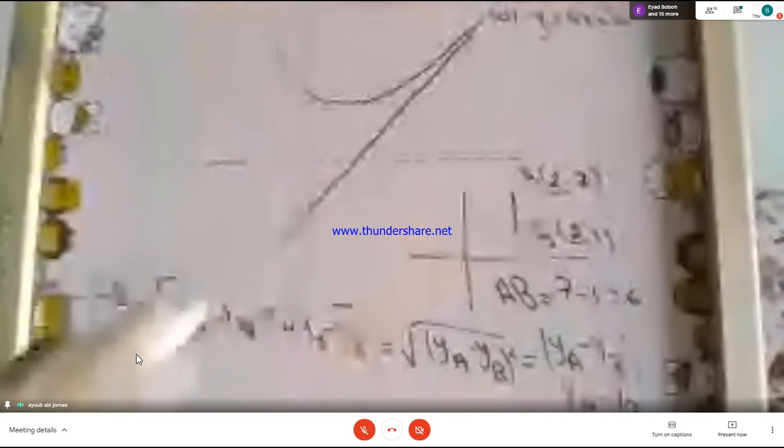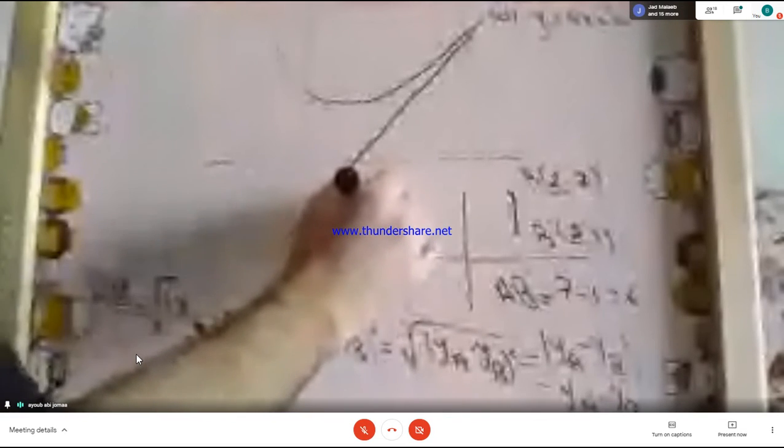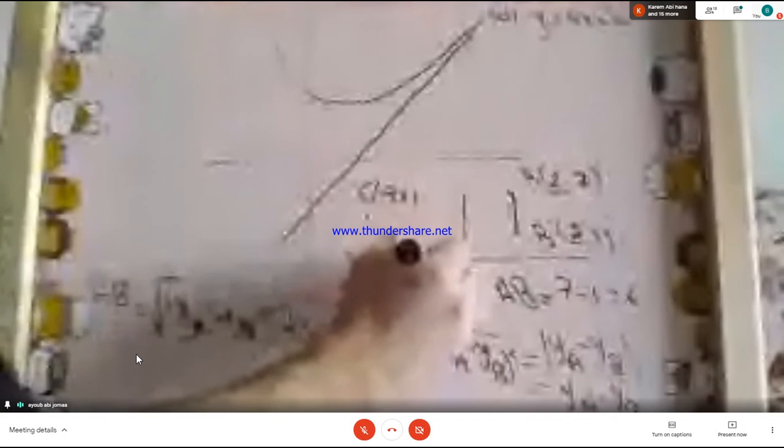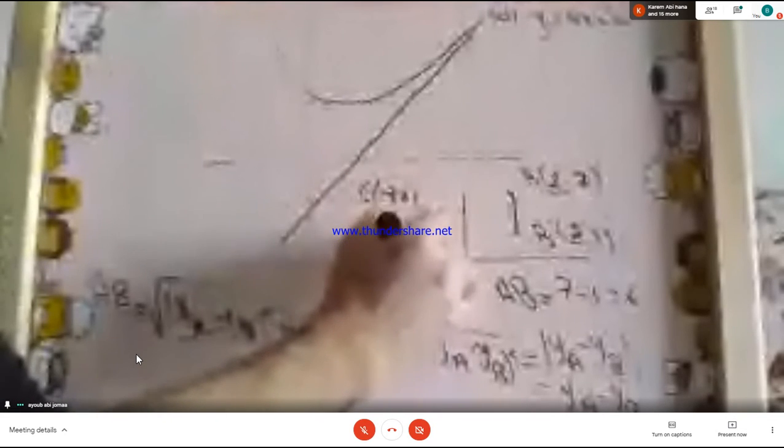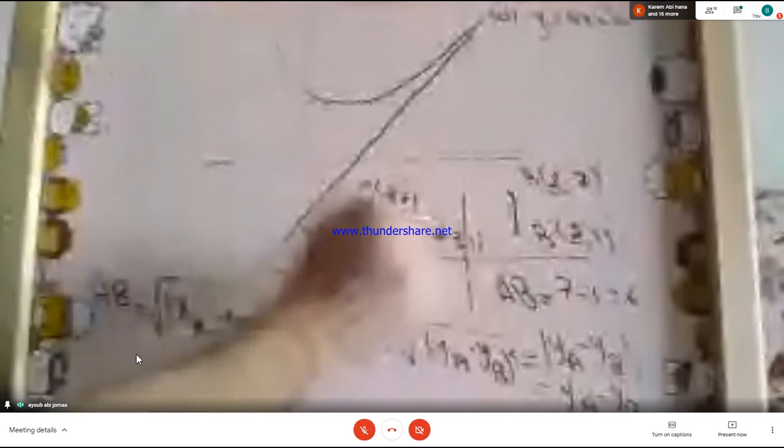Similarly, if we have a horizontal distance, it's x minus x. Let's say we have point C with coordinates (-7, 2), and point D with coordinates (-7, 1).